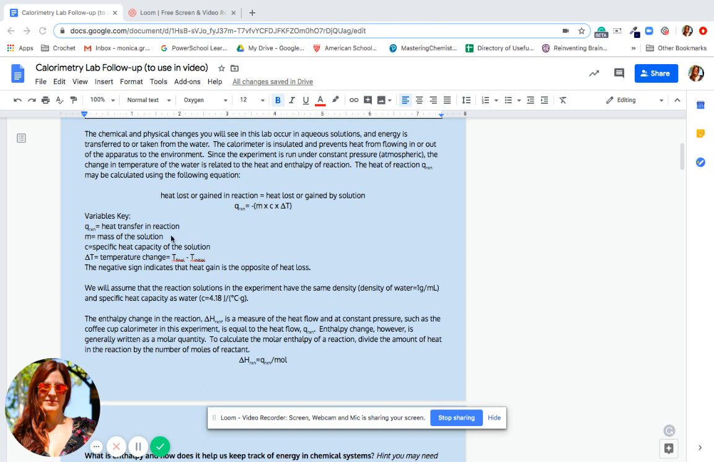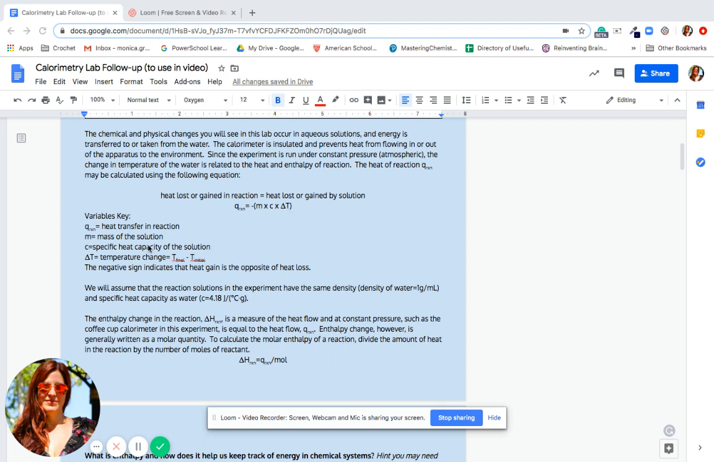Also, in the mass of the solution, as you remember, you measure the volume of the water. So how can you get the mass of water from its volume? You use the density of water of 1 gram per milliliter. So every milliliter, you can change it to 1 gram of mass. So if you use 50 milliliters, you can change it to 50 grams of water. You add that to the amount of salt that you use, and that's your mass.